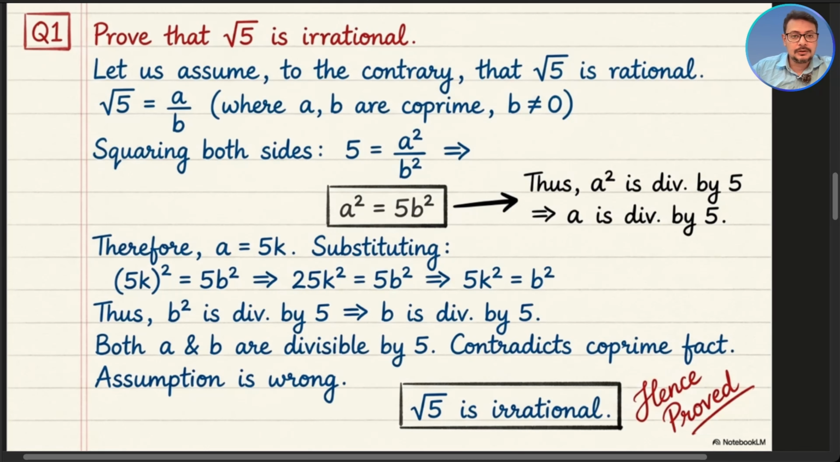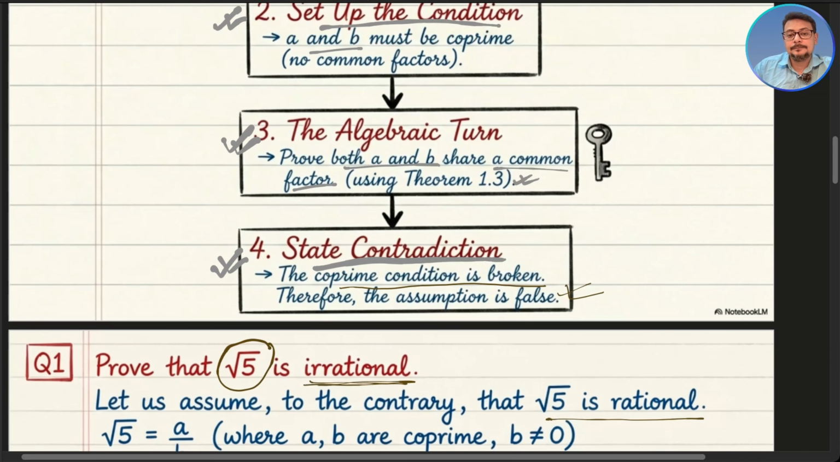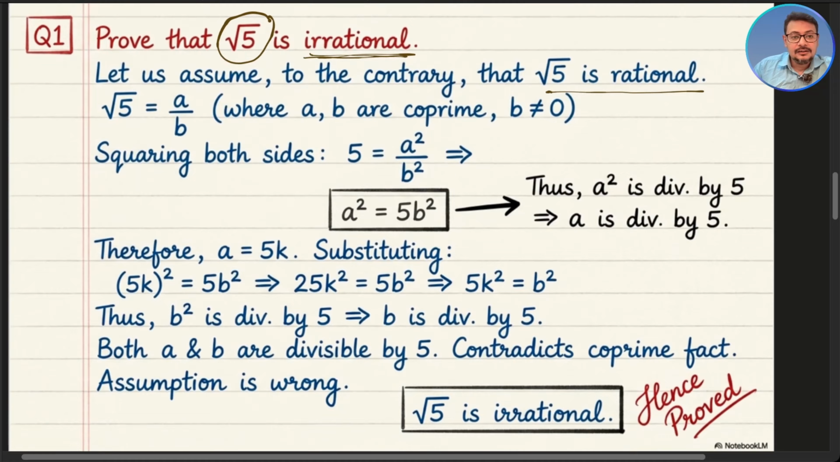The first problem is given as: prove that root 5 is irrational. First of all, root 5 is the square root of a prime number. Let us assume to the contrary that root 5 is rational, not irrational. We have to prove that root 5 is irrational. So our very first step was to assume rational and write it in the form of a by b. So root 5 can be written in the form of a by b, where a and b are co-primes and b is not equal to 0.